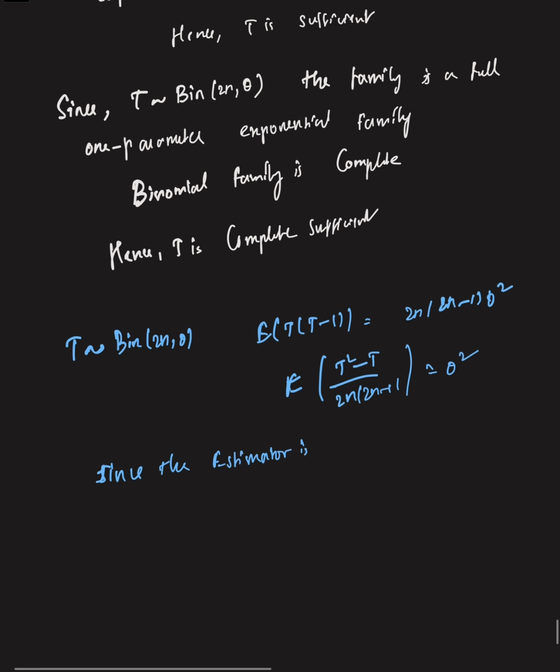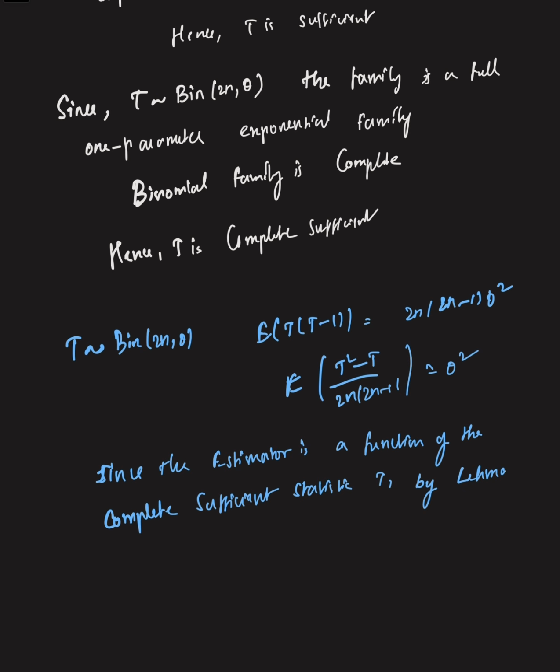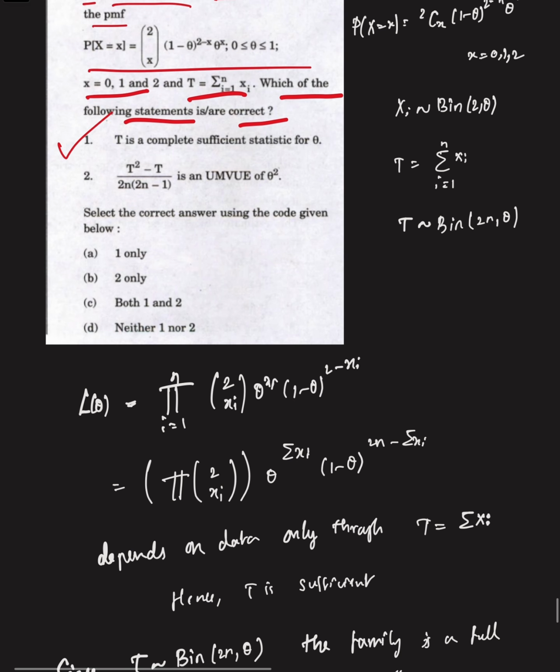Now, if you see this estimator, it is a function of the complete sufficient statistic t. So therefore by Lehmann-Scheffé theorem, it is the uniformly minimum variance unbiased estimator, UMVUE. So therefore both statements are correct. So option C will be the correct answer.